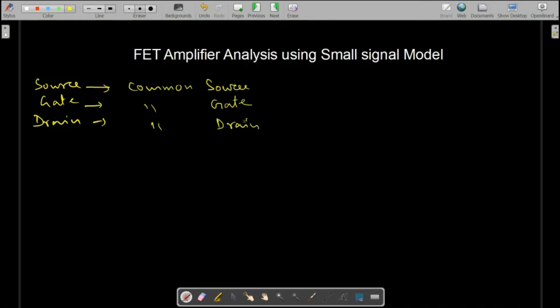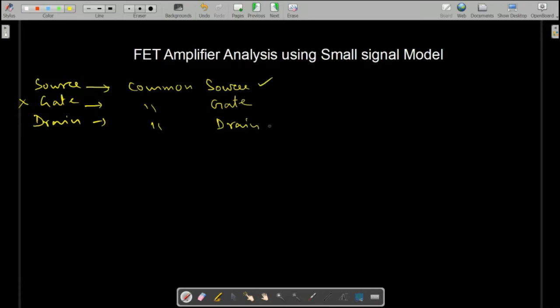Okay. But out of the 3 modes, the common gate mode has very little application. In a few special cases, this common gate mode is used. It exists. It is not like there is no such common gate mode. It exists, but the application is limited. Okay.